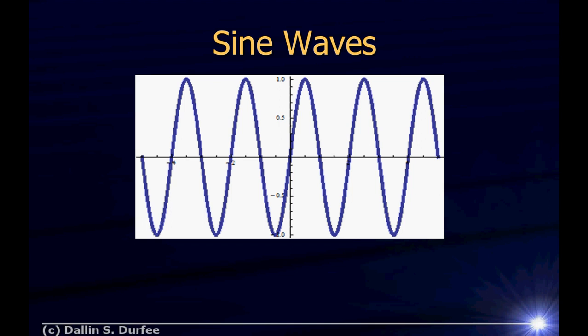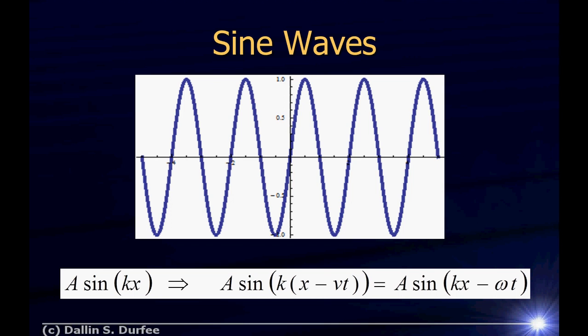Also, when we deal with more complicated waves, it turns out you can write any wave as a sum of sine waves. So if I understand what sine waves do, I can probably figure out what other waves do too. So a sine wave, if I plot a sine, it looks something like this. Let's understand some of the terminology of our sine wave. First of all, if I have some sine wave, sine kx, how do I turn that into a wave? I just replace x with x minus vt, right?